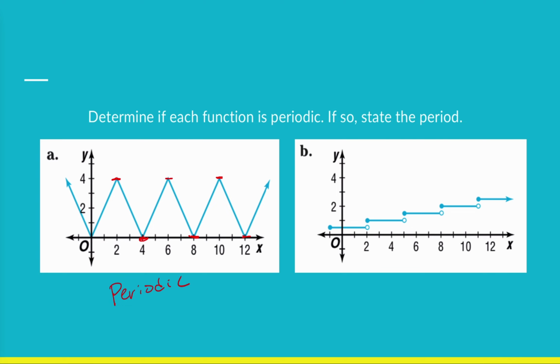What is the period? The period is how long before it repeats, right? Goes up and then down, that's one period. So the period for this one equals 4. One up and down cycle is 4 units on the x-axis.